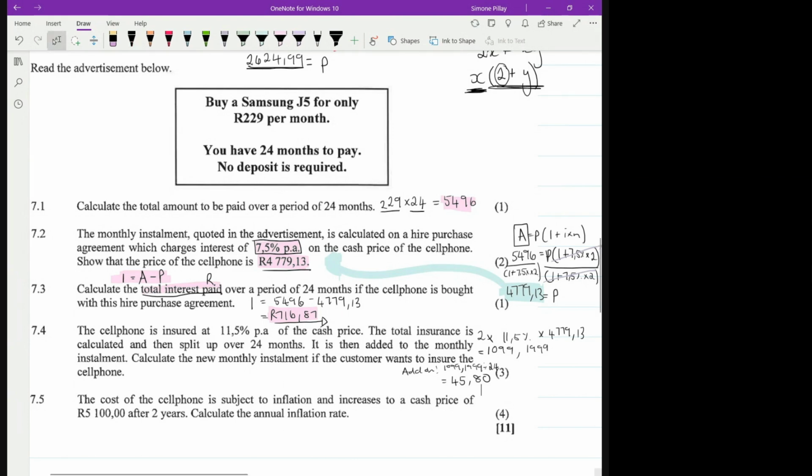Okay. Now that we have that 45.80, what is my new installment? Does somebody want to tell me how would I calculate my new installment?